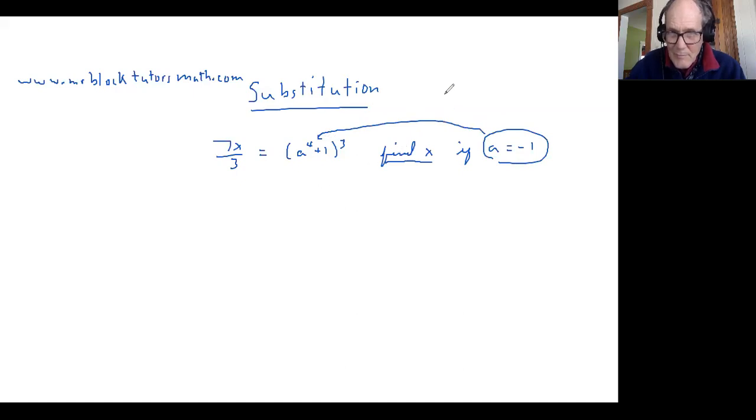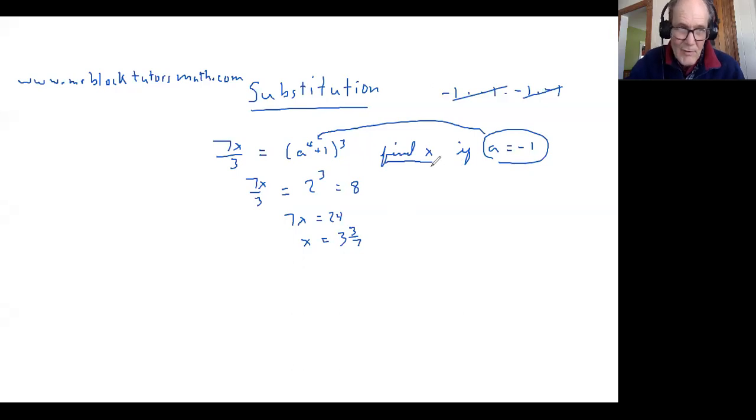So I've got -1 to the fourth, and I know that -1 times -1 times -1 times -1, the double negatives cancel each other out. 1 times 1 times 1 times 1 is 1. 1 plus 1 is 2. 2 cubed equals 8. And back to this side, 7x over 3, multiply by 3, I get 7x equals 24, so x equals 3 3/7. Simple example of substitution, you all are aware of that.